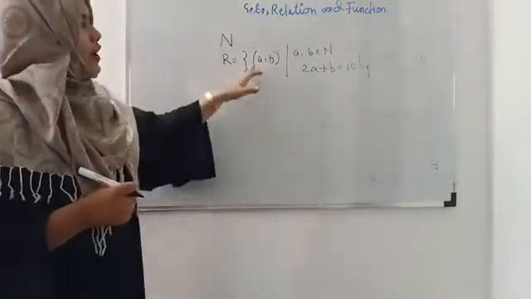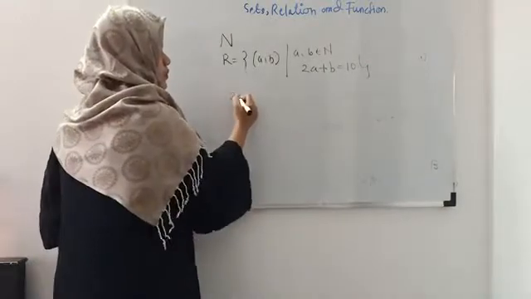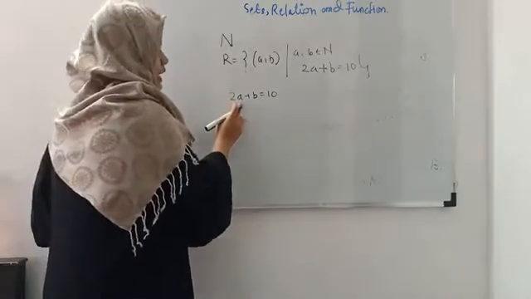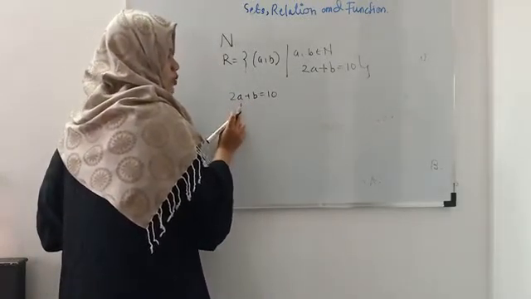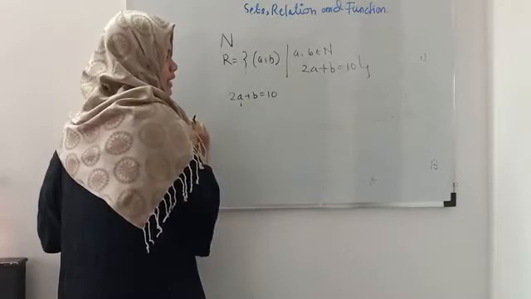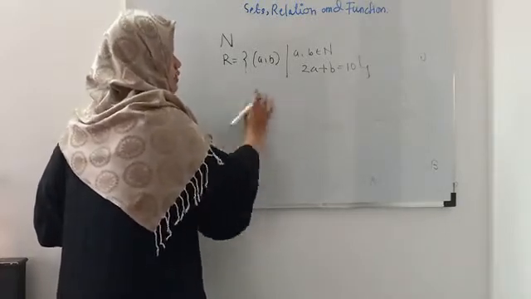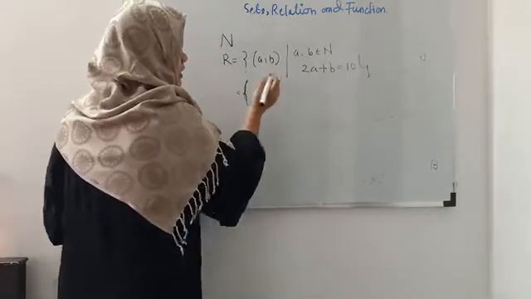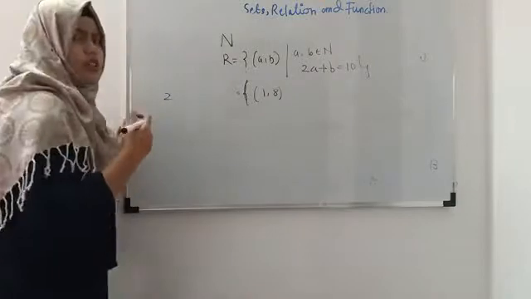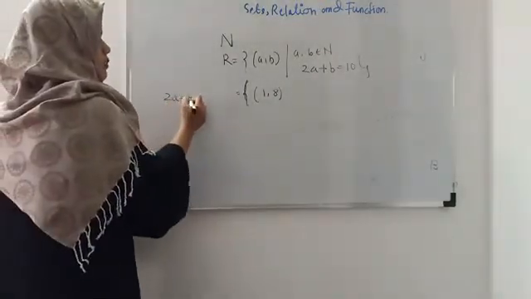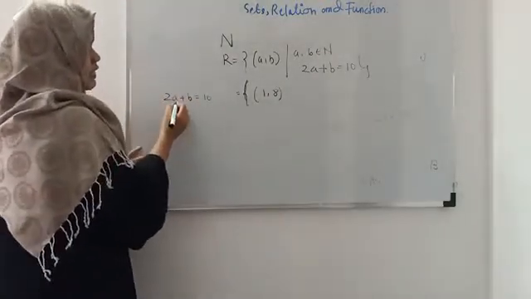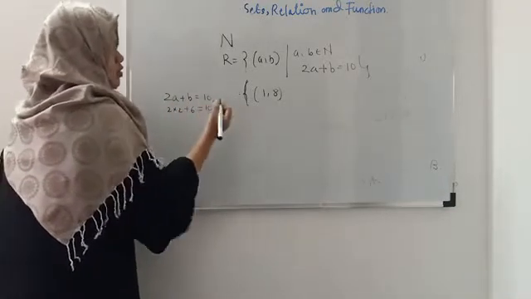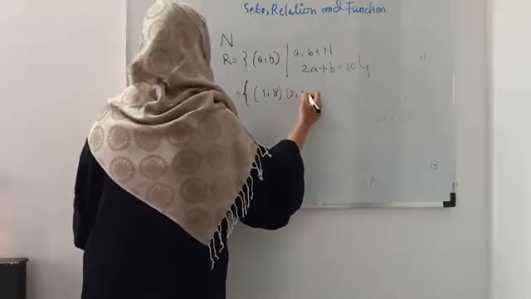So first of all, we will find the elements of R. We have 2a + b = 10. Now if I take a as 1, then 2 into 1 is 2, plus 8 will be 10, right? So we will start with 1. The first element of this set will be (1,8). Then second, we have to find all the possibilities, right? 2a + b is equal to 10. If I take a as 2, then 2 into 2 is 4, and 4 plus 6 is 10. So the next possibility is (2,6).